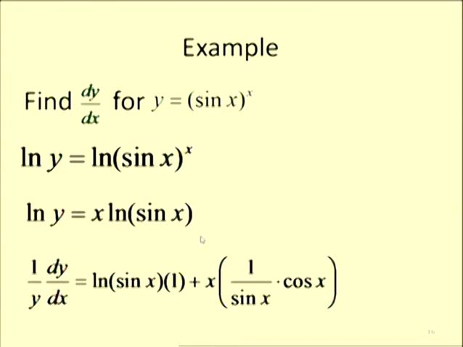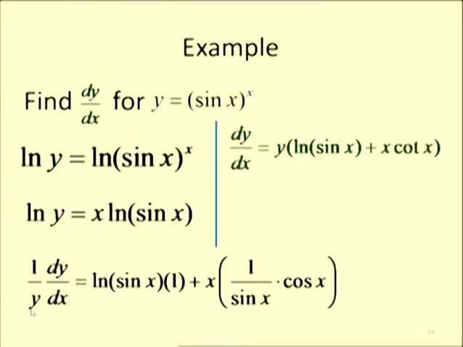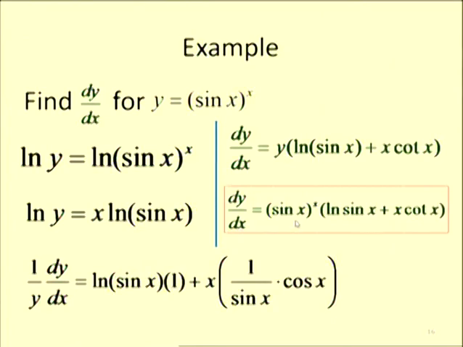Now simplifying this, we have dy by dx. This y on the left hand side we take on the right hand side. So y into, this is log sin x. So the first term is log sin x into 1, which is log sin x, plus x into cos x upon sin x, which is cot x. Cos x upon sin x is cot x. So here if we substitute the value of y, that is sin x raised to x, we get the result: the derivative of y with respect to x is equal to sin x raised to x into log sin x plus x cot x.